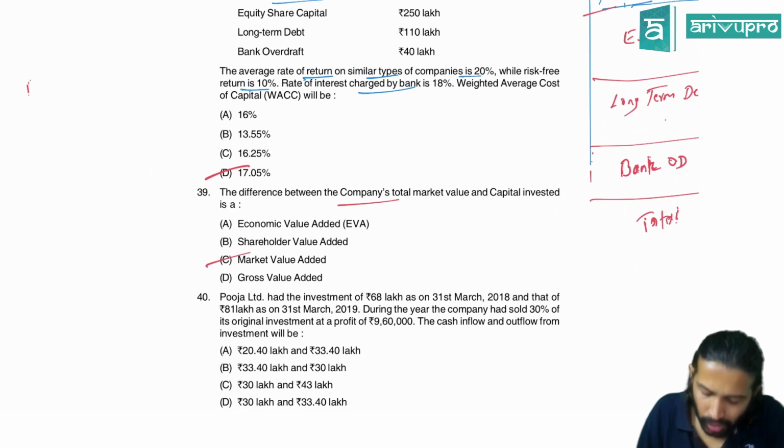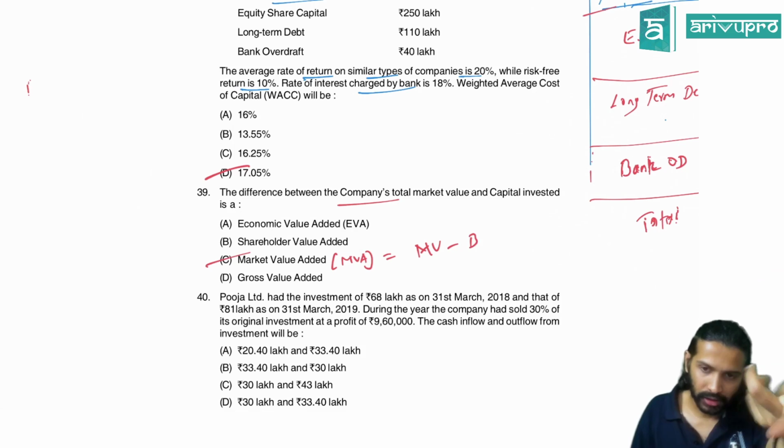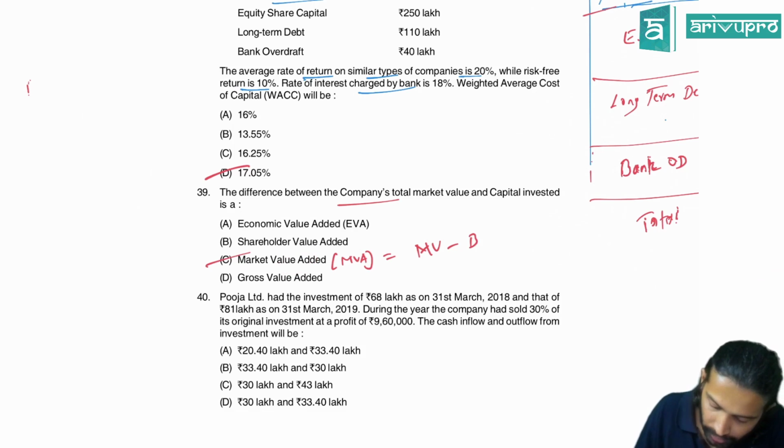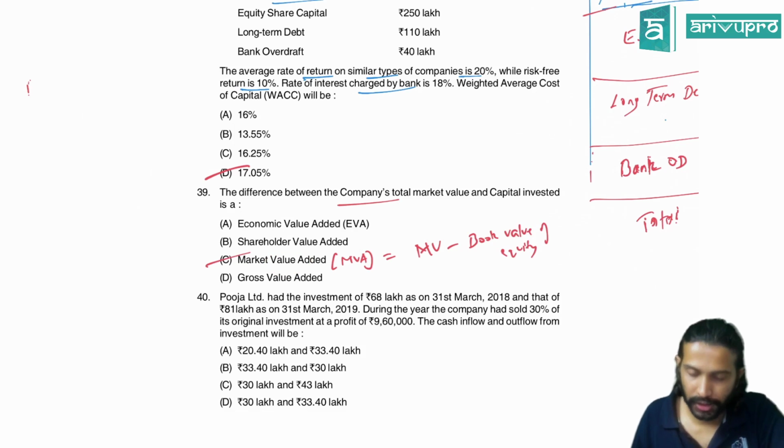Market value added. How do you get market value added? MVA is nothing but total market value minus book value. Market value of equity minus book value of equity. That difference is nothing but market value added. Yes, that's what we have written. So which is the answer? C.